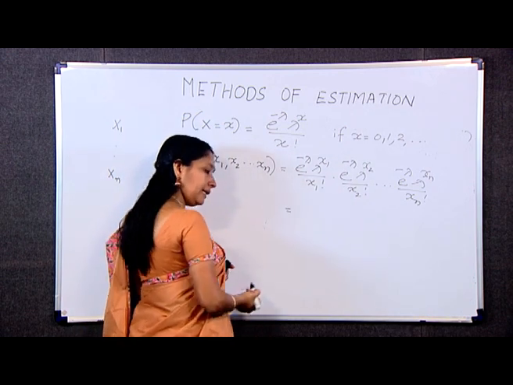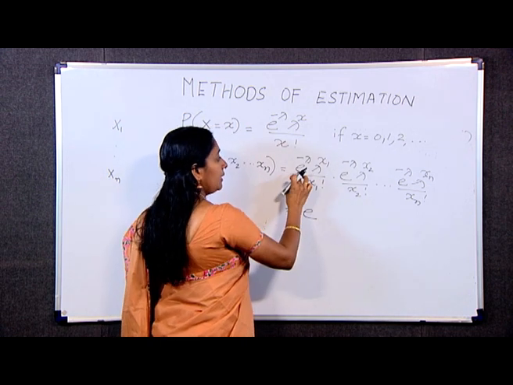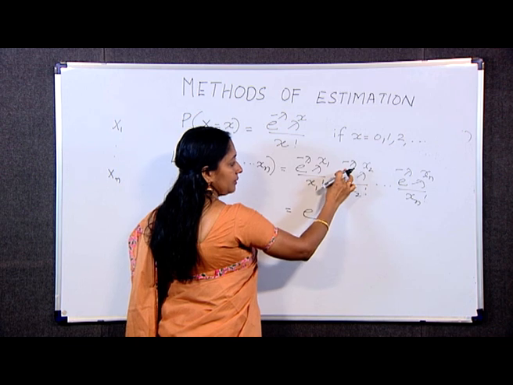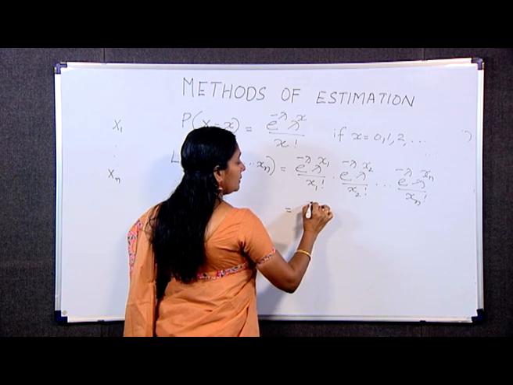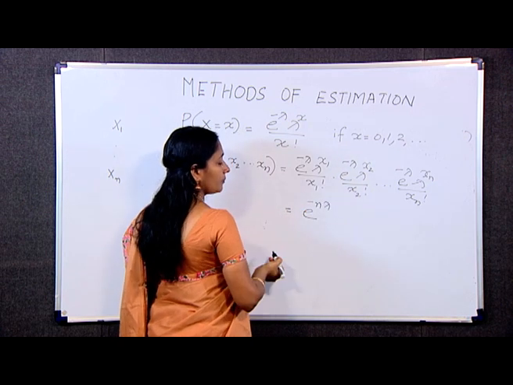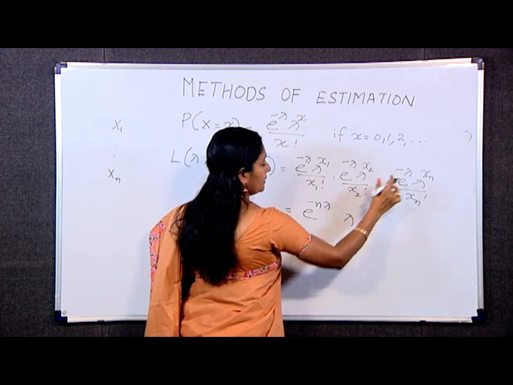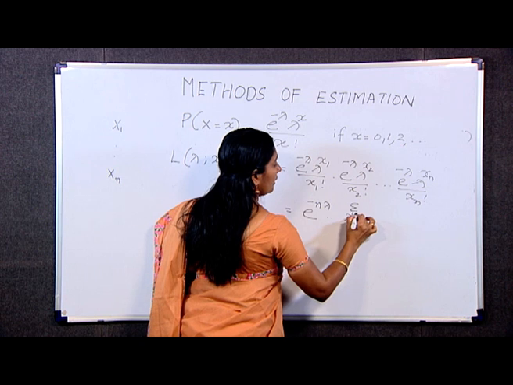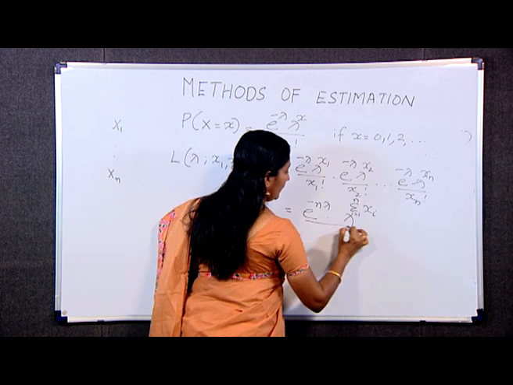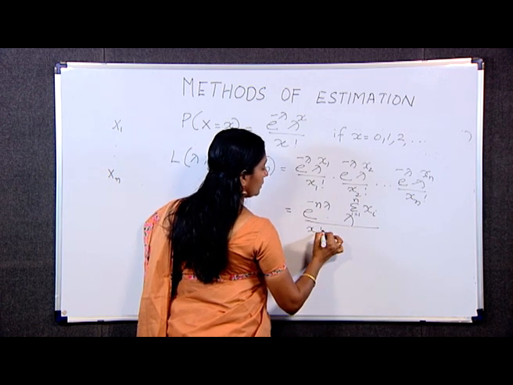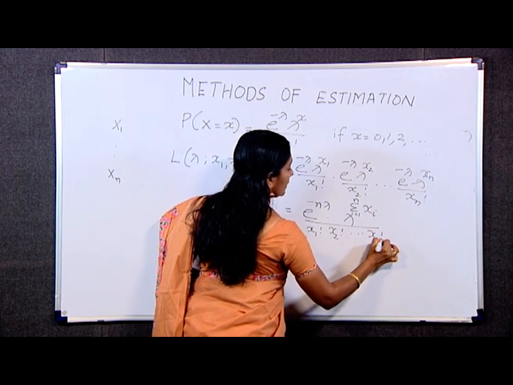This is equal to, again combining the terms with same basis, it is e raised to minus lambda into e raised to minus lambda, etc., up to e raised to minus lambda n times. So, it is e raised to minus n lambda into lambda raised to x1 plus x2 plus etc. plus xn. So, lambda raised to summation i is equal to 1 to n xi divided by x1 factorial, x2 factorial, etc., xn factorial.